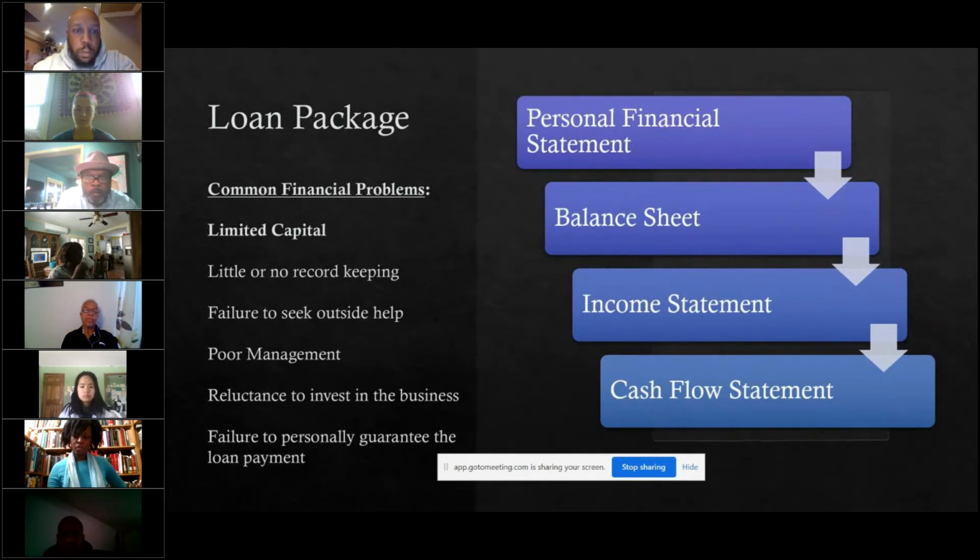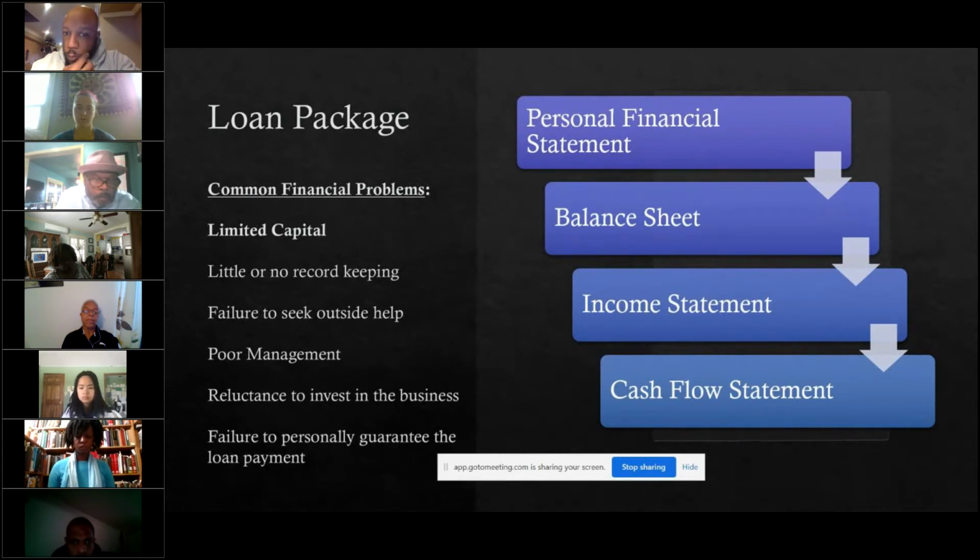A lot of people, when they're going for a loan, may have common problems like limited capital, meaning they don't have a lot of cash on hand. That's why you're going to a bank to ask for money. You may not have kept good records, because if they ask for a personal financial statement, that's going to include your tax returns. Maybe there are some financial problems with your business, and you did not seek outside help. You didn't contact a CPA. You didn't contact an attorney.